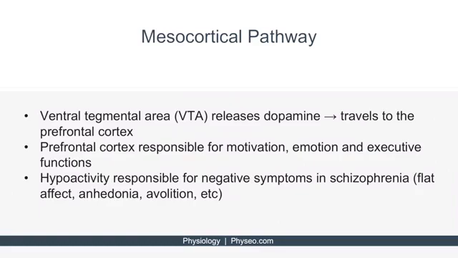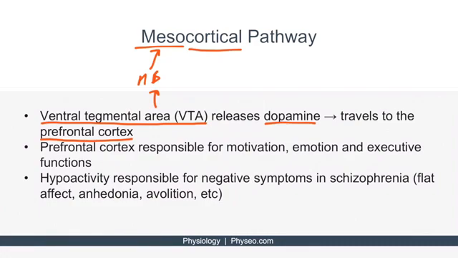Now the mesocortical pathway is very similar in that we can remember that it begins in the ventral tegmental area, which is in the midbrain, which is also called the mesencephalon, as in meso for mesocortical pathway. And just like in the mesolimbic pathway, the mesocortical pathway has dopamine, which travels to the prefrontal cortex, hence the term cortical in mesocortical pathway.